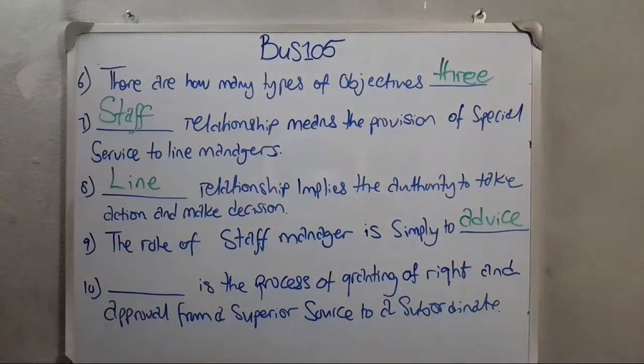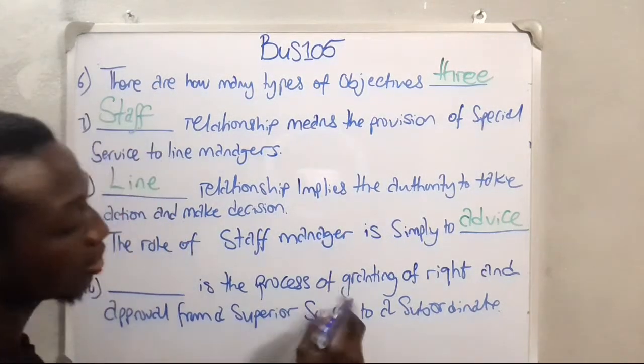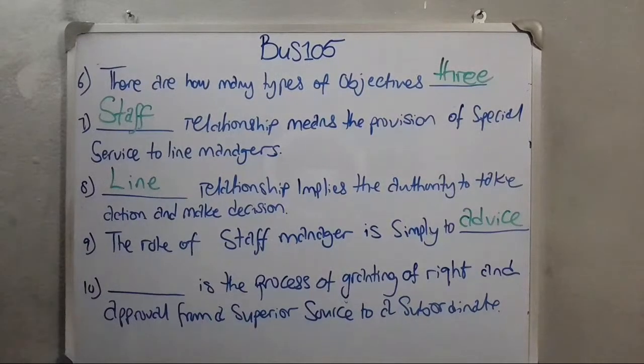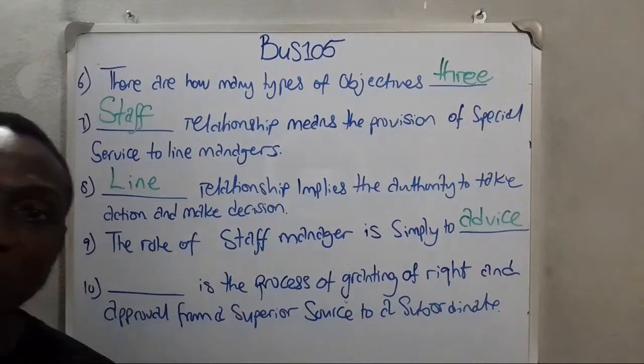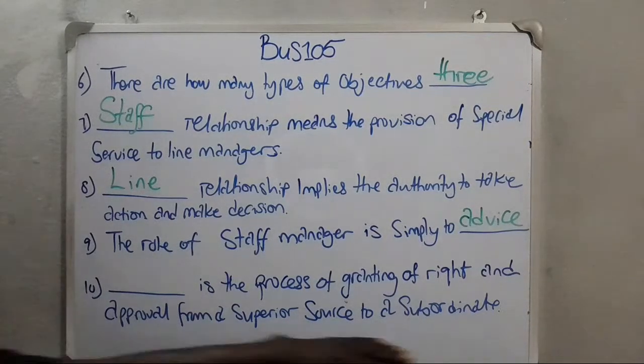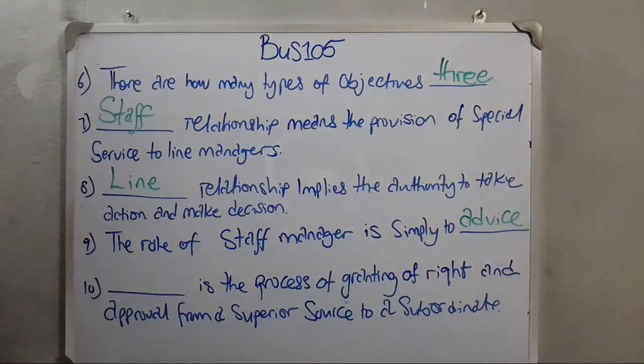Thank you for that, Miss Oluwa Bamidele said advice. Miss Rachel said advice. Now we have question 10. Dash is the process of granting of rights and approval from a superior source to a subordinate. Who is helping with that? Yes, thank you for that. That's the process of granting rights and approval from a superior source to a subordinate. We have our answer.